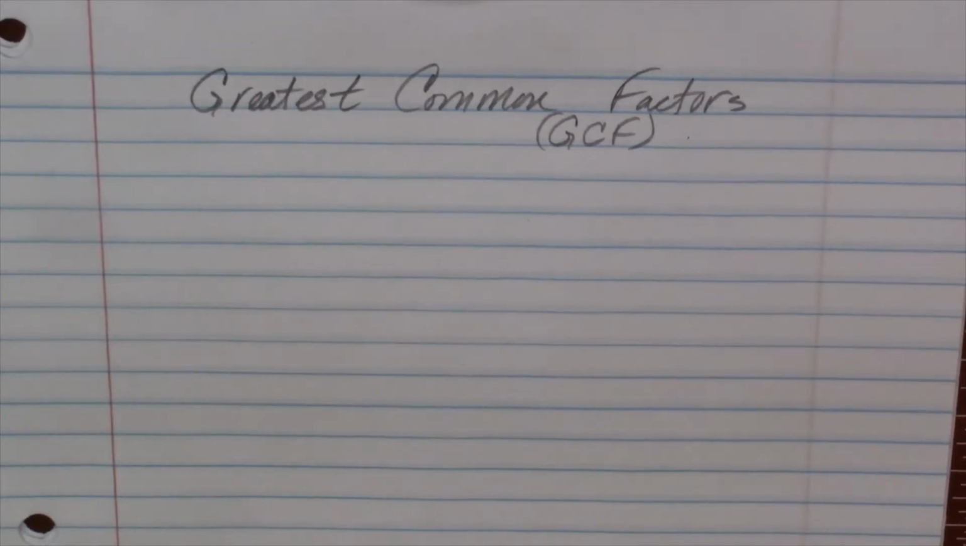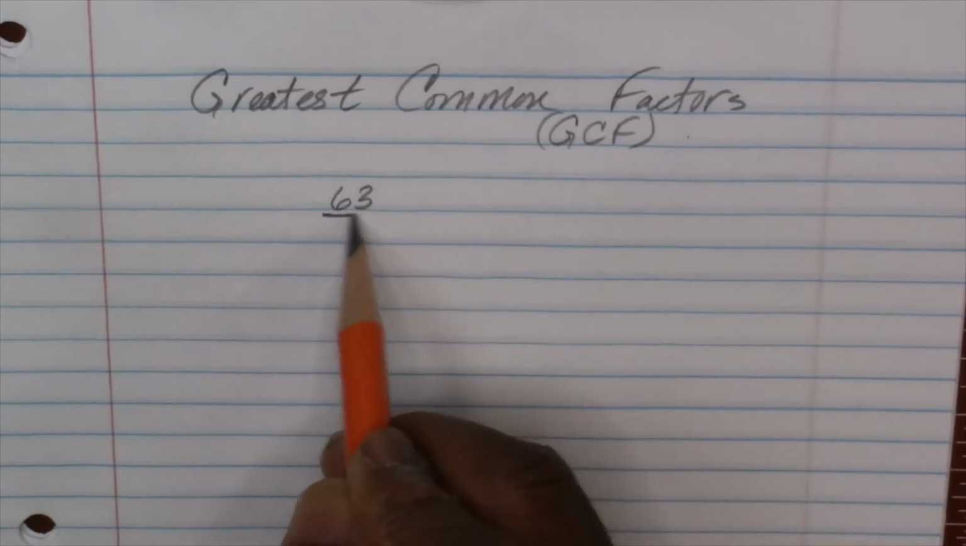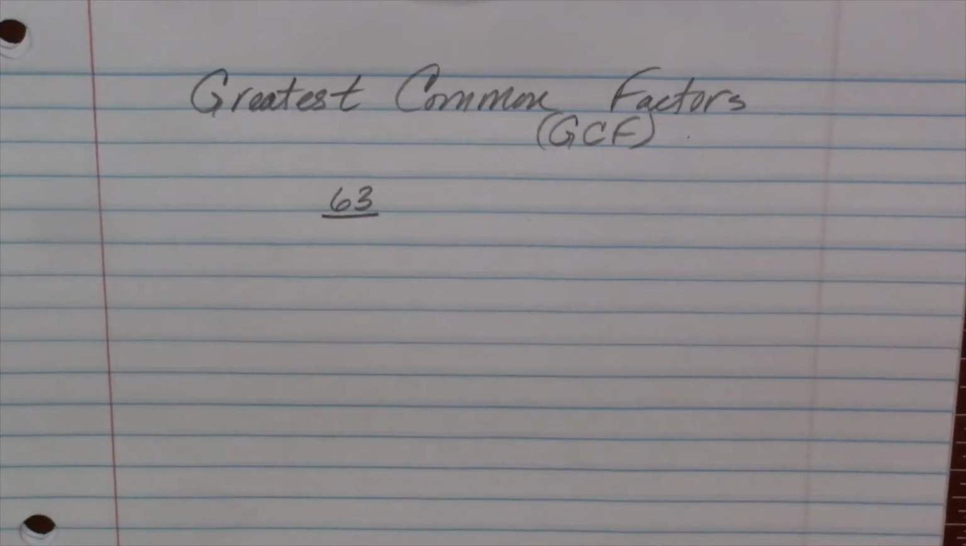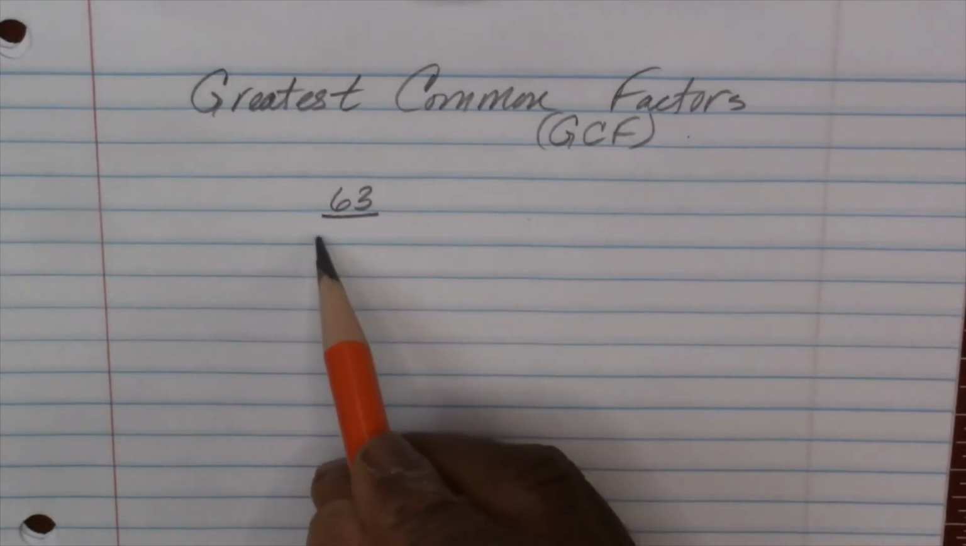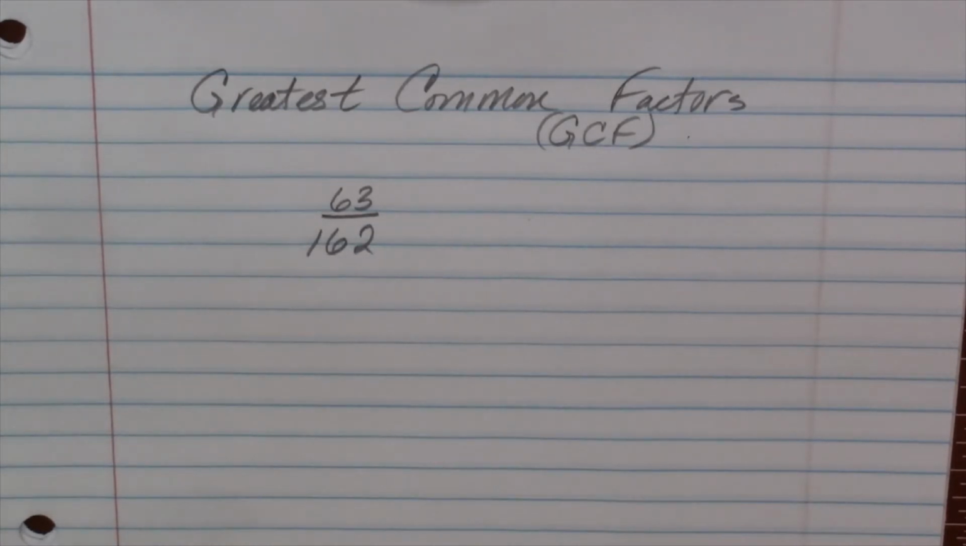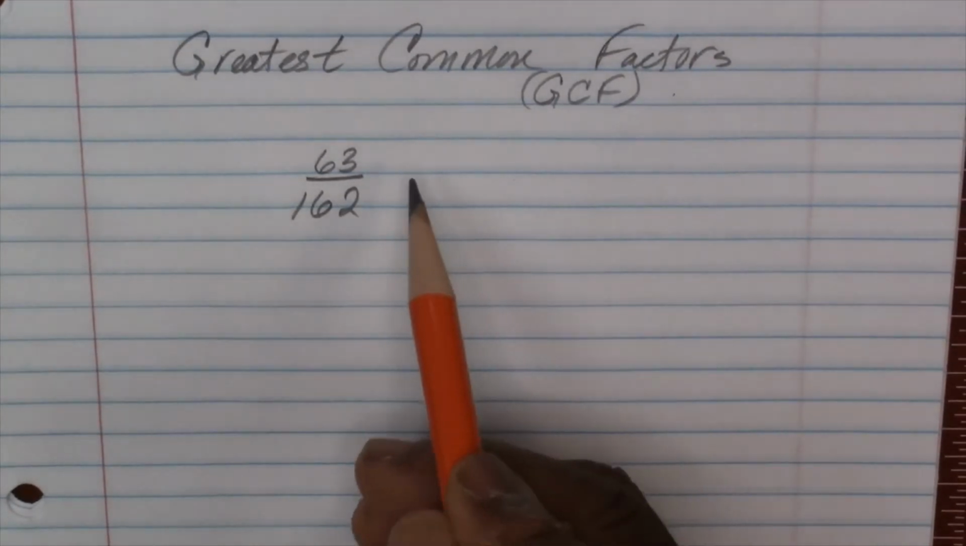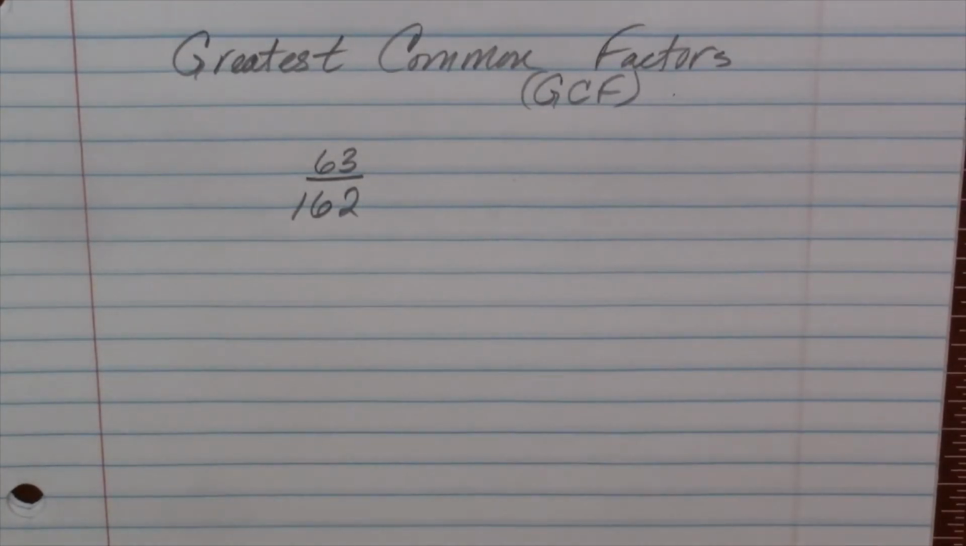We have an answer of 63 over 162. All right? We can tell those are pretty large numbers, and they should be divisible by something. This is not in its simplest form, and we need to get it in its simplest form. So, there are a few things we can do.